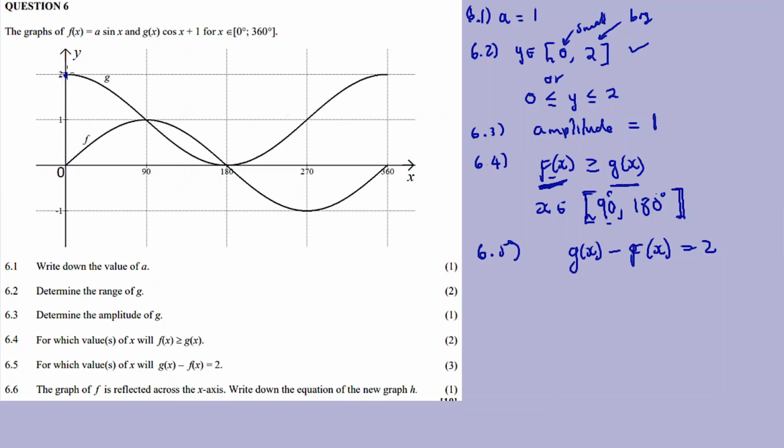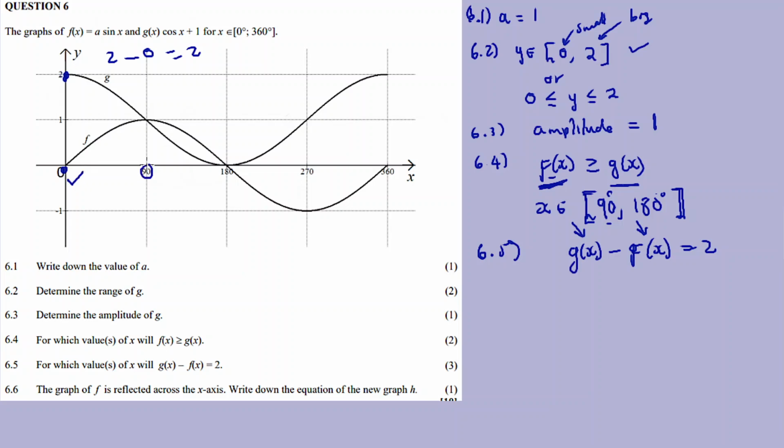At this point, meaning that ngifuna ukuthatha i-y value ka-g ngi-subtract ne-y value ka-f bese nginikeza ubani u2. Bheka nangu-y value ka-g ubani u2, nangu-y value ka-f ubani u0. So 2 minus 0, it's what? It's 2. So the first solution yethu nayi la.